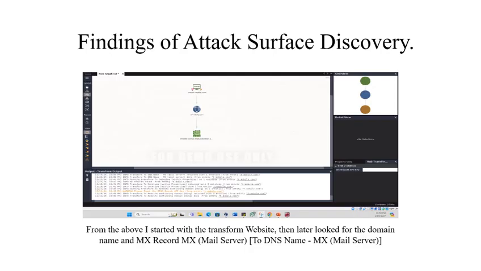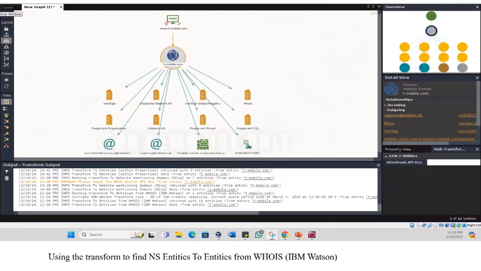So, the findings of attack surface discovery. Here, as you can see from the above, I started with the transform website using Maltego. I started with the website, then later looked for the domain name and mail record. In our next slide, the next finding, this is using the transform to find NS entities. You can see their phone numbers up there as well as the mail server.